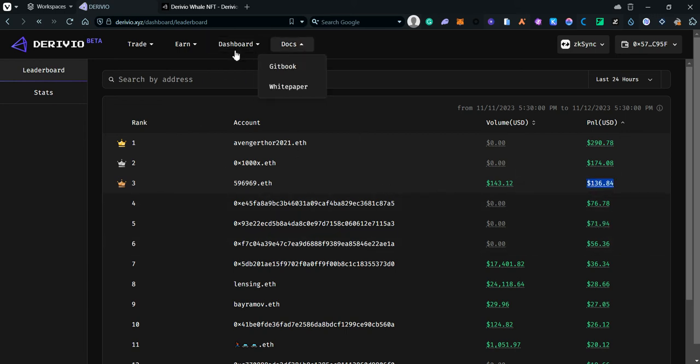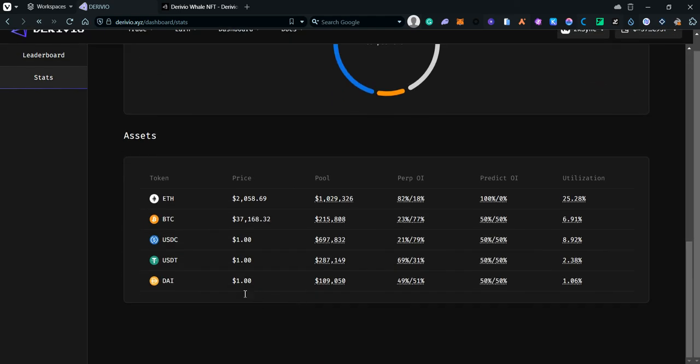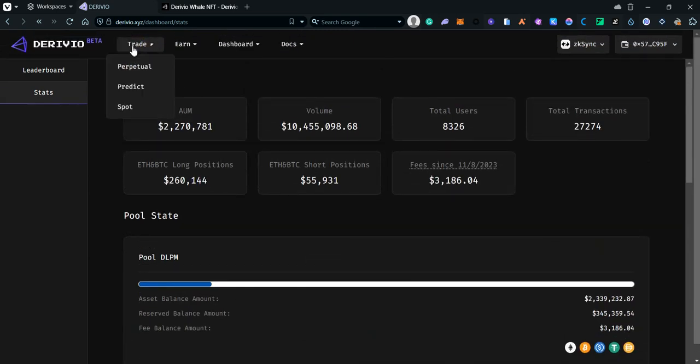Not bad. And next, basically we have the stats. They have around $2.2 million in TVL. They have some long positions, which is 259 for ETH and BTC. Short positions, fees. And that is since 11/8. So they started, what, 4 days ago? So this is a brand new project. Then we have total transactions at 27,000, which is pretty good for 4 days, not bad at all. And then some other stats. So there you go, as simple as that.